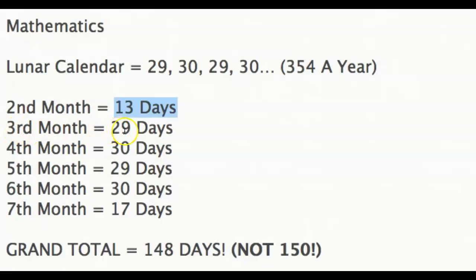The third month would have been 29 days, according to the lunar calendar. The fourth month, 30 days. The fifth month, 29 days. The sixth month, 30 days. And then the seventh month would be 17 days because the rain stopped on the 17th day of the seventh month. However, if you add all this up and do the math right here, according to the lunar calendar, you would only end up at a grand total of 148 days, not 150 according to scripture.